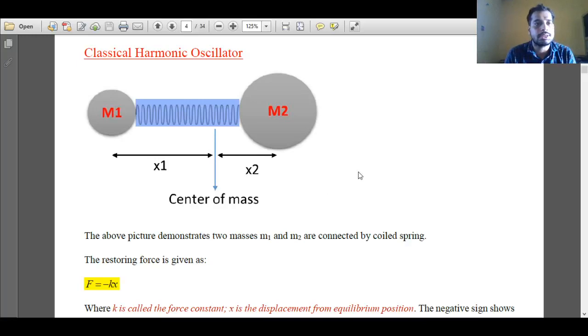Hello, in this session we will discuss the classical harmonic oscillator. In our past sessions we have discussed the quantum mechanical problem, particularly in a one dimensional box and in a three dimensional box. So why do we want to discuss the harmonic oscillator problem?